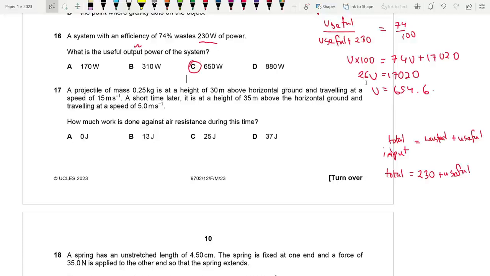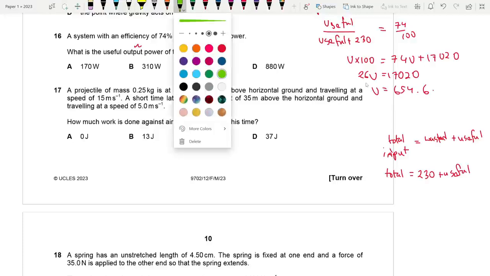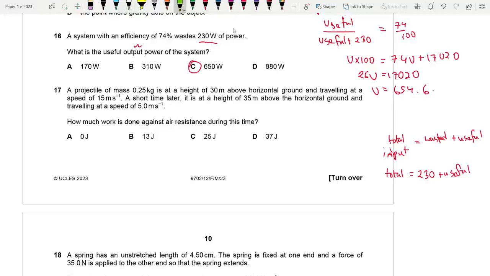So we need to do this using energy. Let me show you how it's done. Initially, we are 30 meters above ground. We are traveling up at a speed of 15, and then sometime later we are at a height of 35 meters, but now we have a speed of 5. So what's the energy conversion?